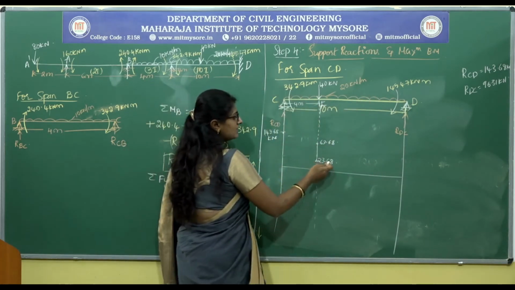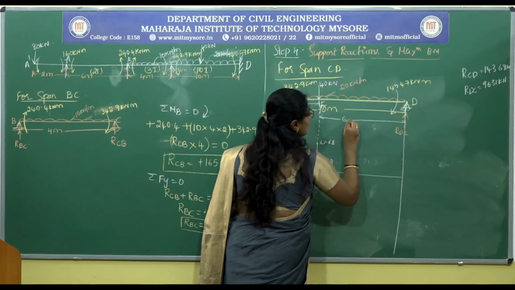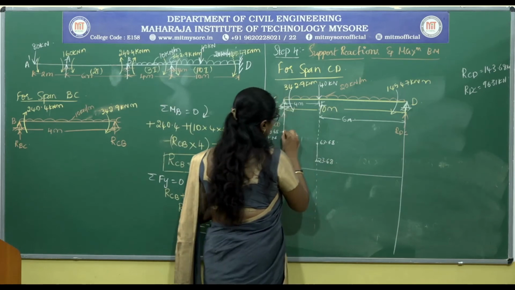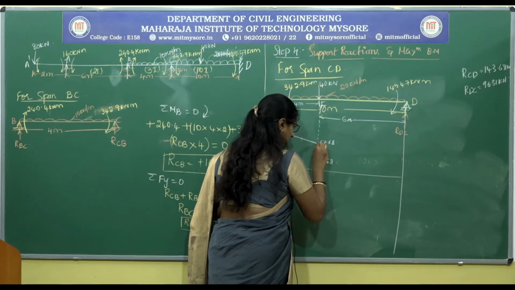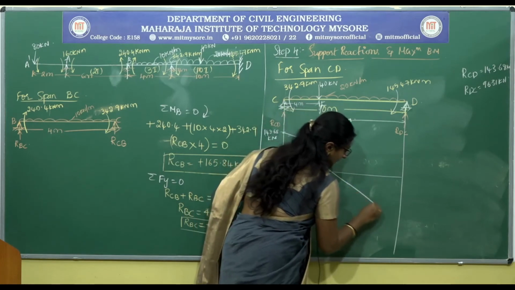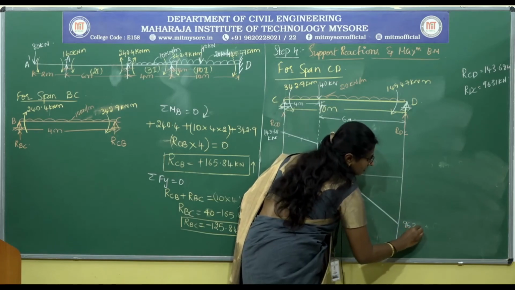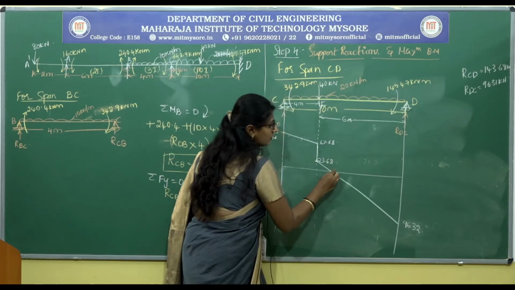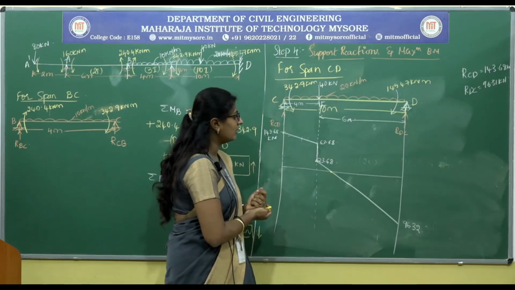So this 23.68 minus 20 into the distance, which is 6, will give you minus 96.32. Since it is UDL, we take this variation. Now this is the point where the shear force is 0. So at this point we need to calculate the maximum bending moment.